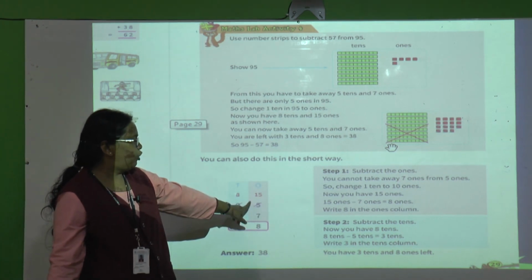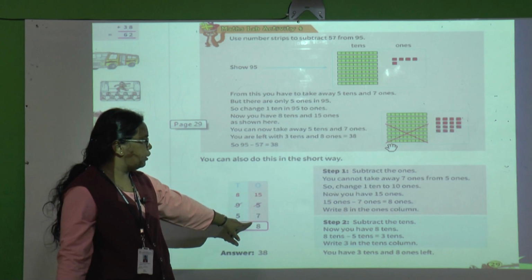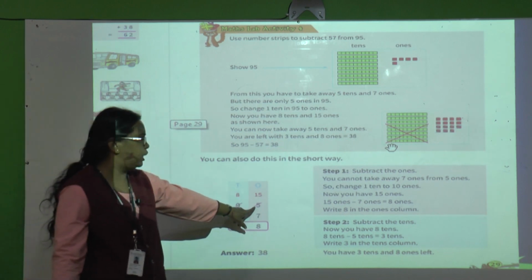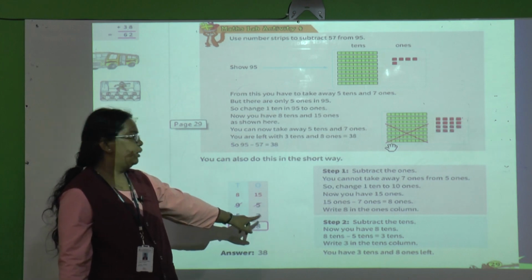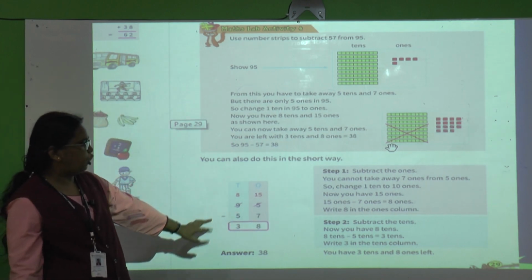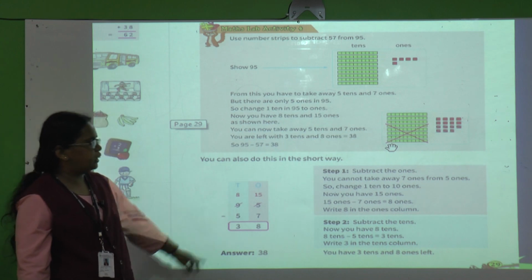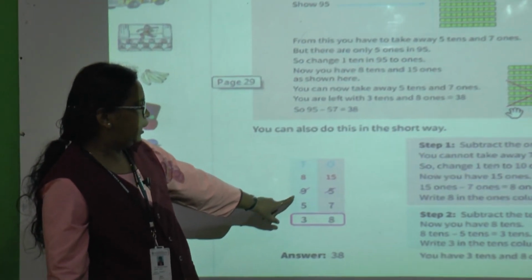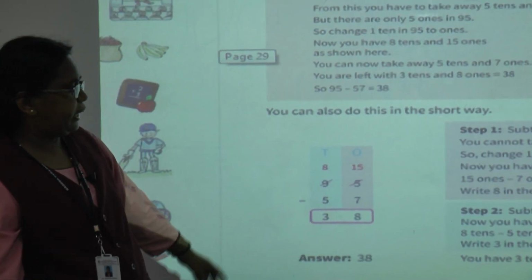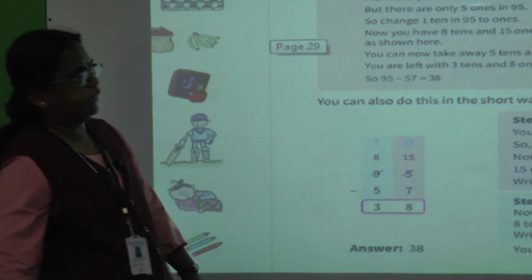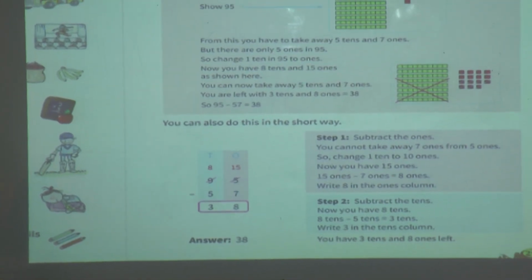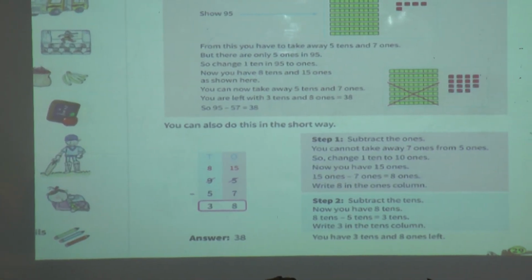Okay. When you change this, it is called regrouping. When you change, 15 ones minus 7 ones is equal to 8. Then write 8 in the ones column. Subtract the tens. Now you have 8 tens. How many are there? 8 tens. 8 tens minus 5 tens is equal to 3 tens. In this way you can see here how the example is done.